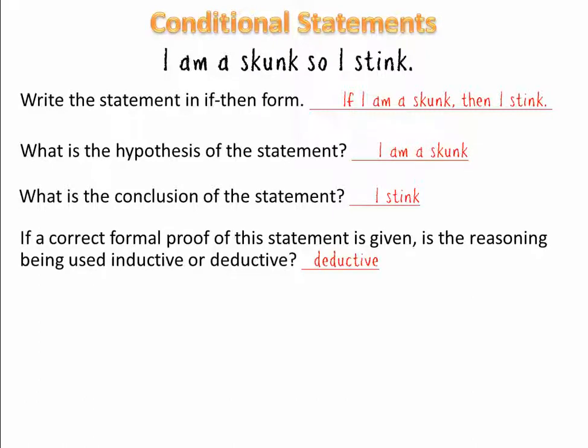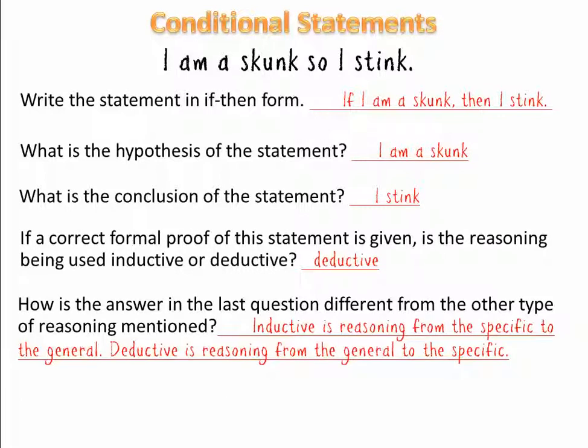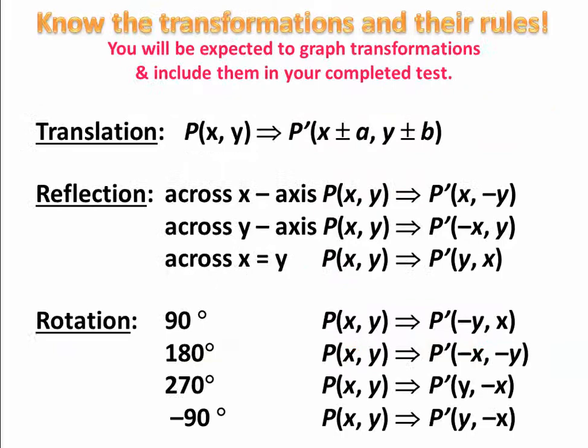If a correct formal proof of this statement is given, is the reason being used inductive or deductive? Well, it's going to be deductive, okay? Because if you're with a skunk and he sprays, you know he stinks. It's proof. How is the answer in the last question different from other types of reasoning mentioned? Well, inductive is reasoning from specific to general, and deductive is reasoning from general to specific. And we had some examples of that in the Part 1 review.